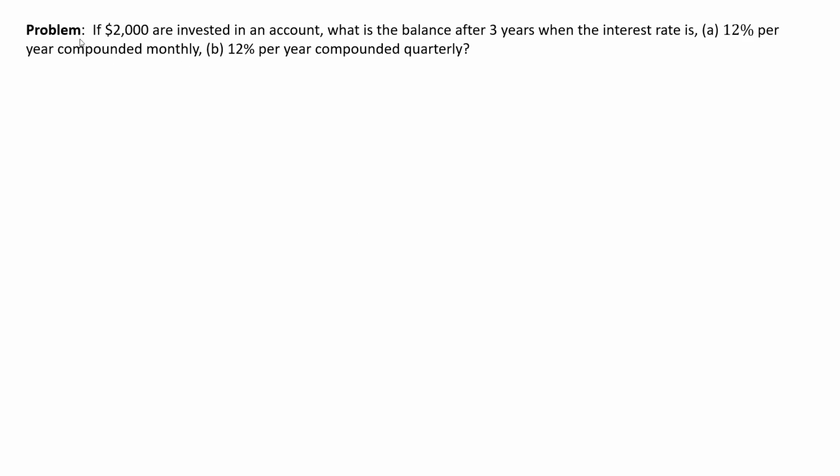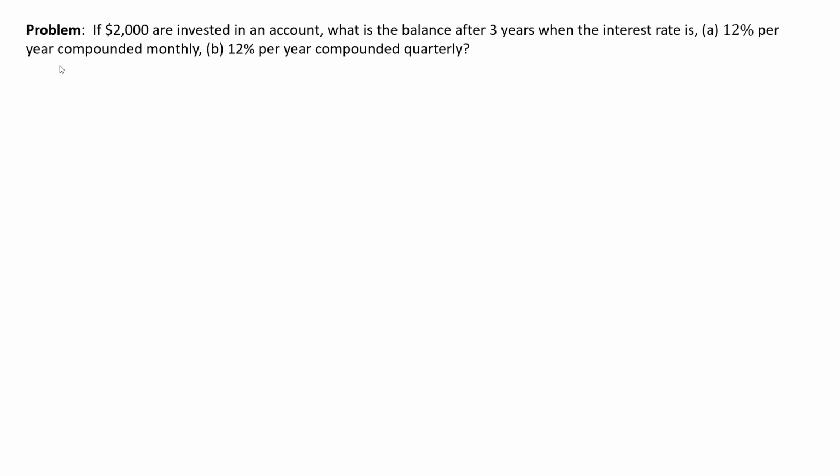$2,000 is invested in an account. What does that represent? Would you agree that represents P? Good. What is the balance after 3 years? So we need to find F, the future value, with N equals 3 years, right? And the interest rate is 12% per year compounded monthly. How do we interpret that? 12% per year. That must be R, the nominal interest rate, right?